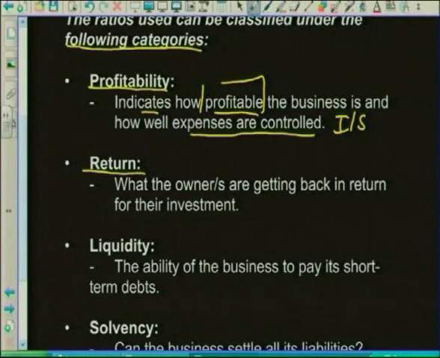The next category, ratios that fall under returns. When we talk about returns, here we're looking at what the owners are getting back in return for their investment. In other words, we are focusing on shareholders. Remember, as a shareholder, you made a choice to buy shares in a particular company, to invest your money in a company instead of choosing an alternate investment. So you could have been faced with two options: either I buy shares in ABC Limited, or I take my money and invest it in a fixed deposit. Now, the key indicator for your shareholders would be the return. What am I getting back out of this investment?